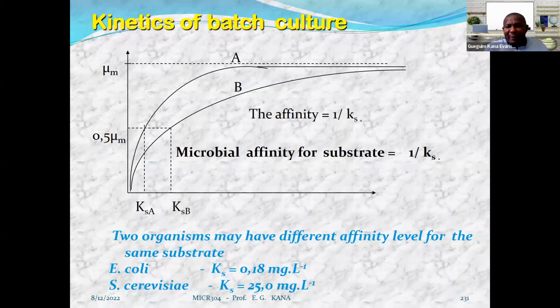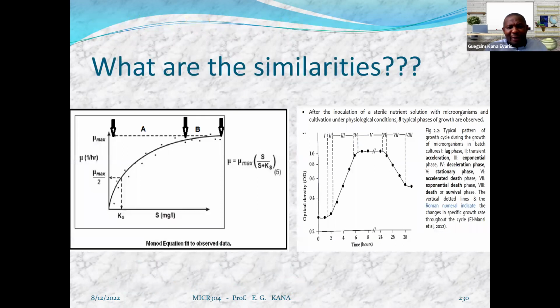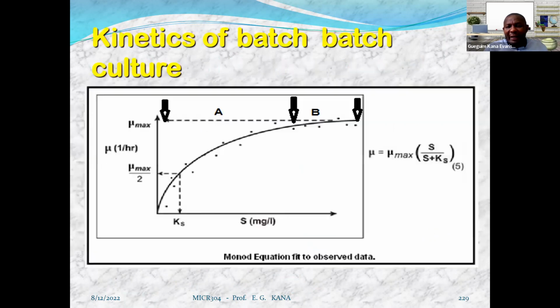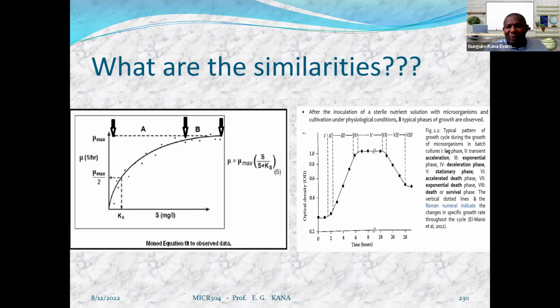Now, the next slide tells us something important and something quite interesting: that two microorganisms may have different affinity for the same substrate. Before getting there, let me come back here a little bit. Ks is a Monod constant. However, it gives us very useful information because 1/Ks is used to find the affinity of a microbe to the substrate. I repeat, one useful piece of information obtained from this Monod graph is the Ks value.